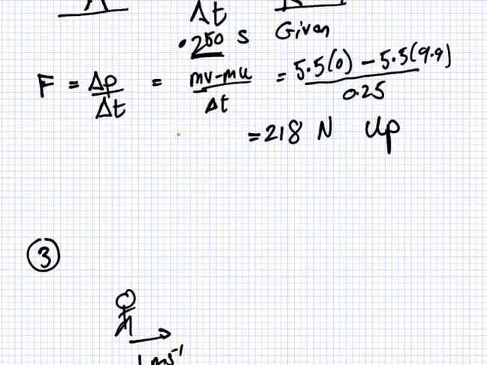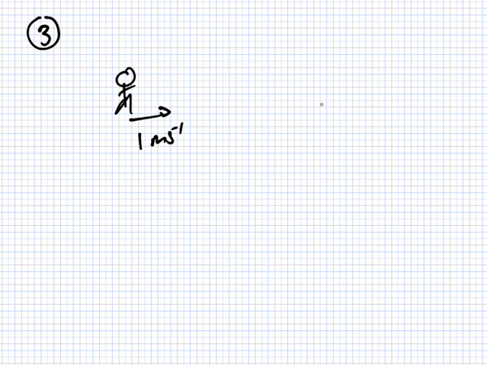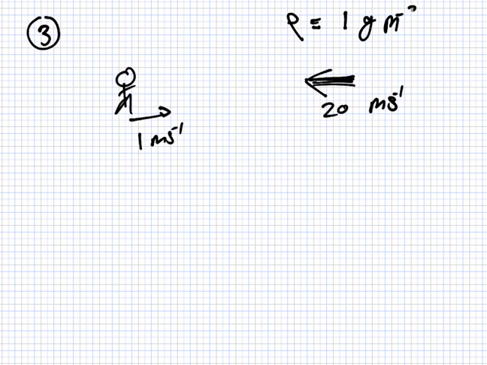Okay, number 3. You are walking with a speed of 1 meter per second. Sorry, I know I was being stinky here. Oh, I didn't write the m there, good. And the wind is blowing this way with a speed of 20 meters per second. In this question, I wanted you to use the density of wind from the example I did. But wind is wind, it's not going to be different. Anyway, we'll do 1 gram per meter cubed.